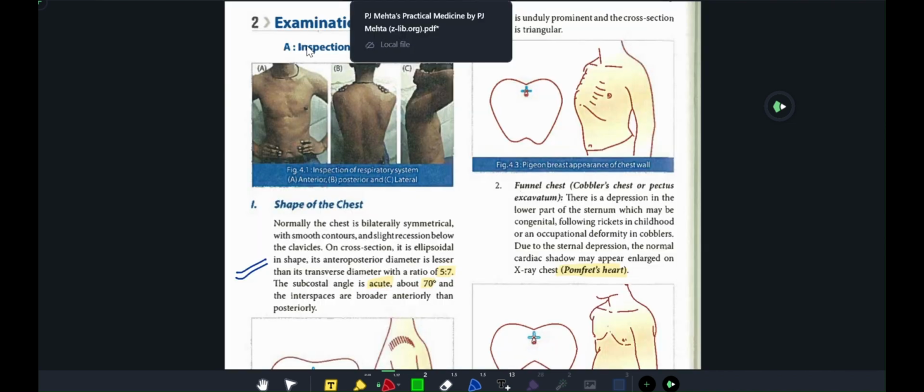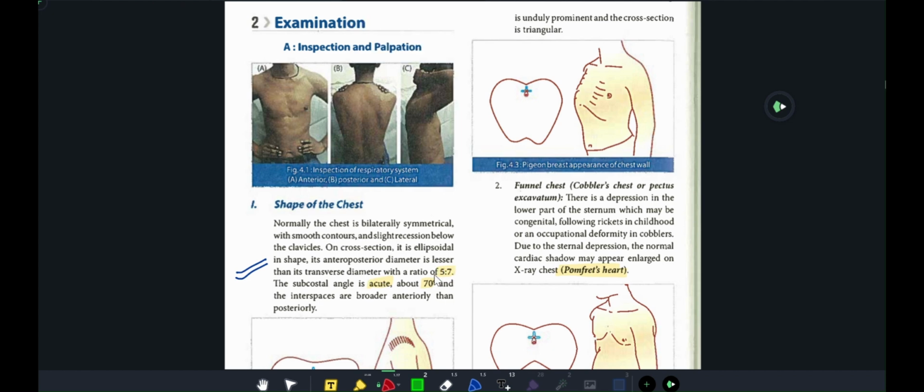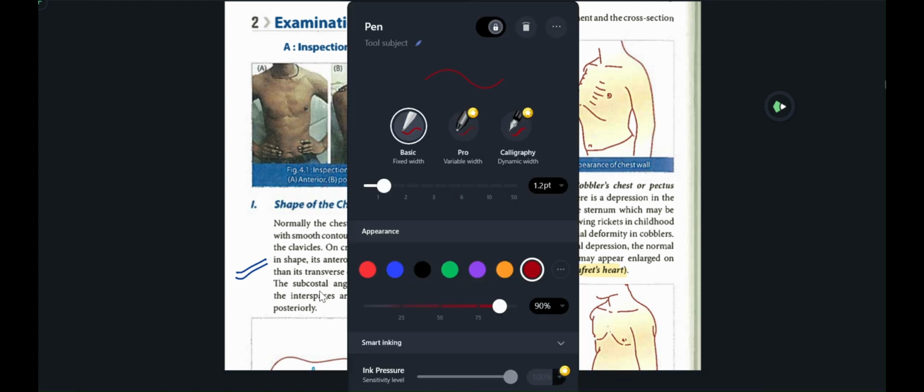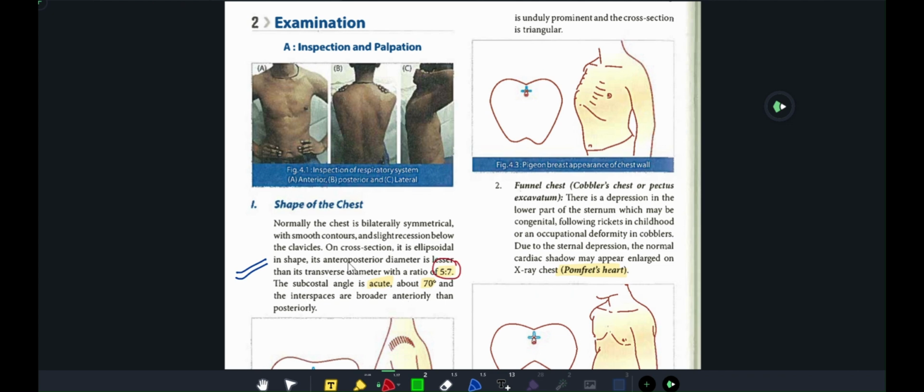Okay. So what is the shape of the chest? The shape of the chest normally is bilaterally symmetrical. Obviously, it has to be symmetrical. And its anterior-posterior diameter is lesser than the transverse diameter. So what is the ratio? It is 5:7. Okay. When you look for the subcostal angle between the two ribs, the lower border of the ribs has to be acute, about 70 degrees, and in females it's slightly broader. Okay.